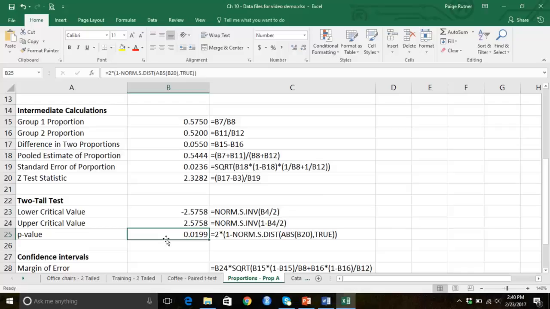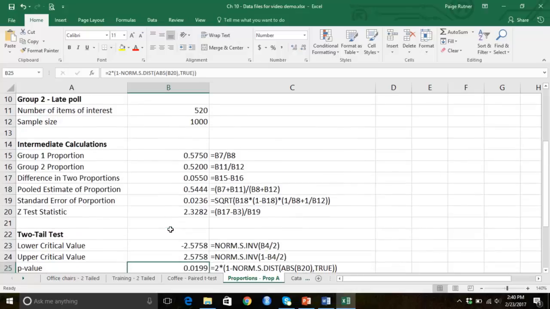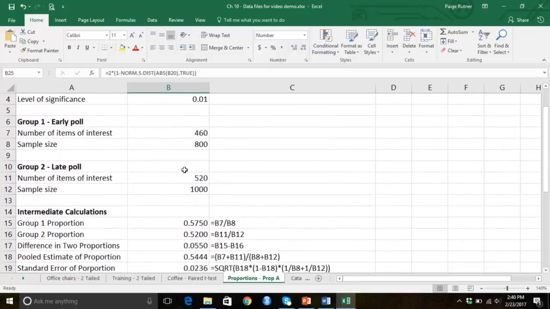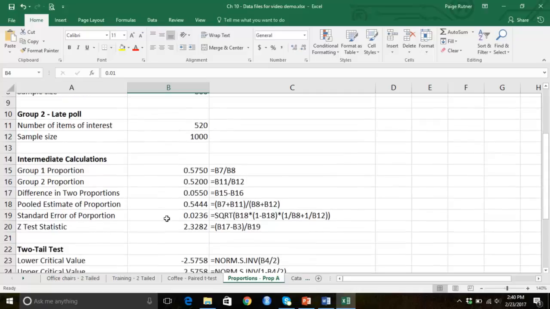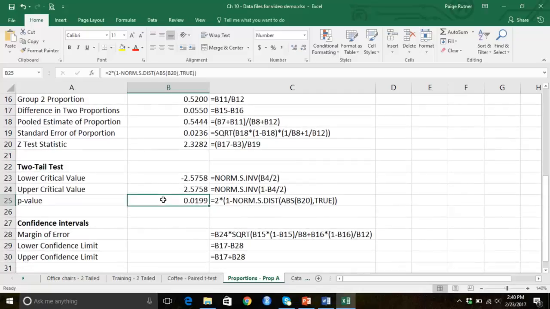So that's the nice thing about a p-value, is it gives you a little bit more information in terms of how significant your test results, your sample results actually are. Now, in this case, like I say, we did not reject because 0.0199, the p-value we got, is not less than 0.01. But if we had increased that alpha value, we could have rejected this null hypothesis.